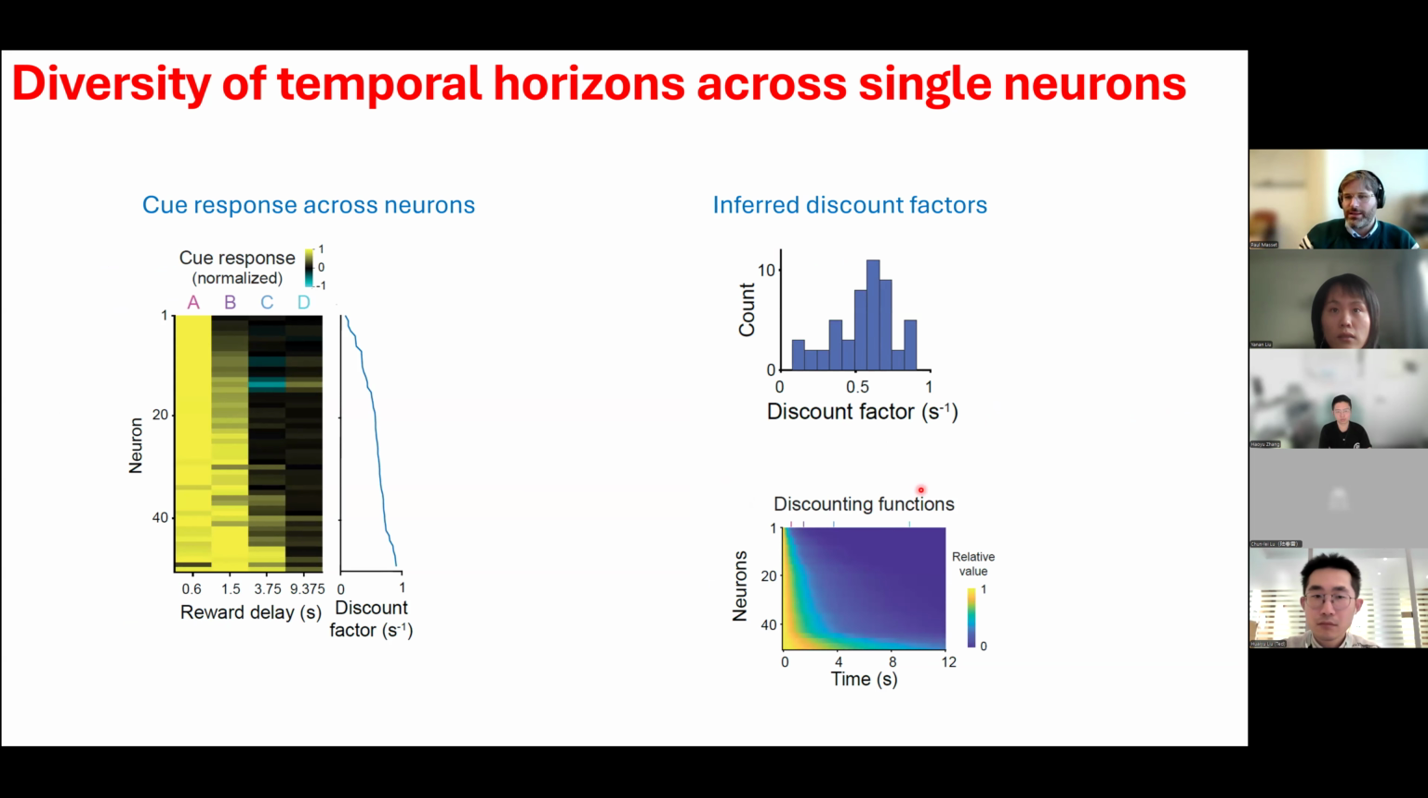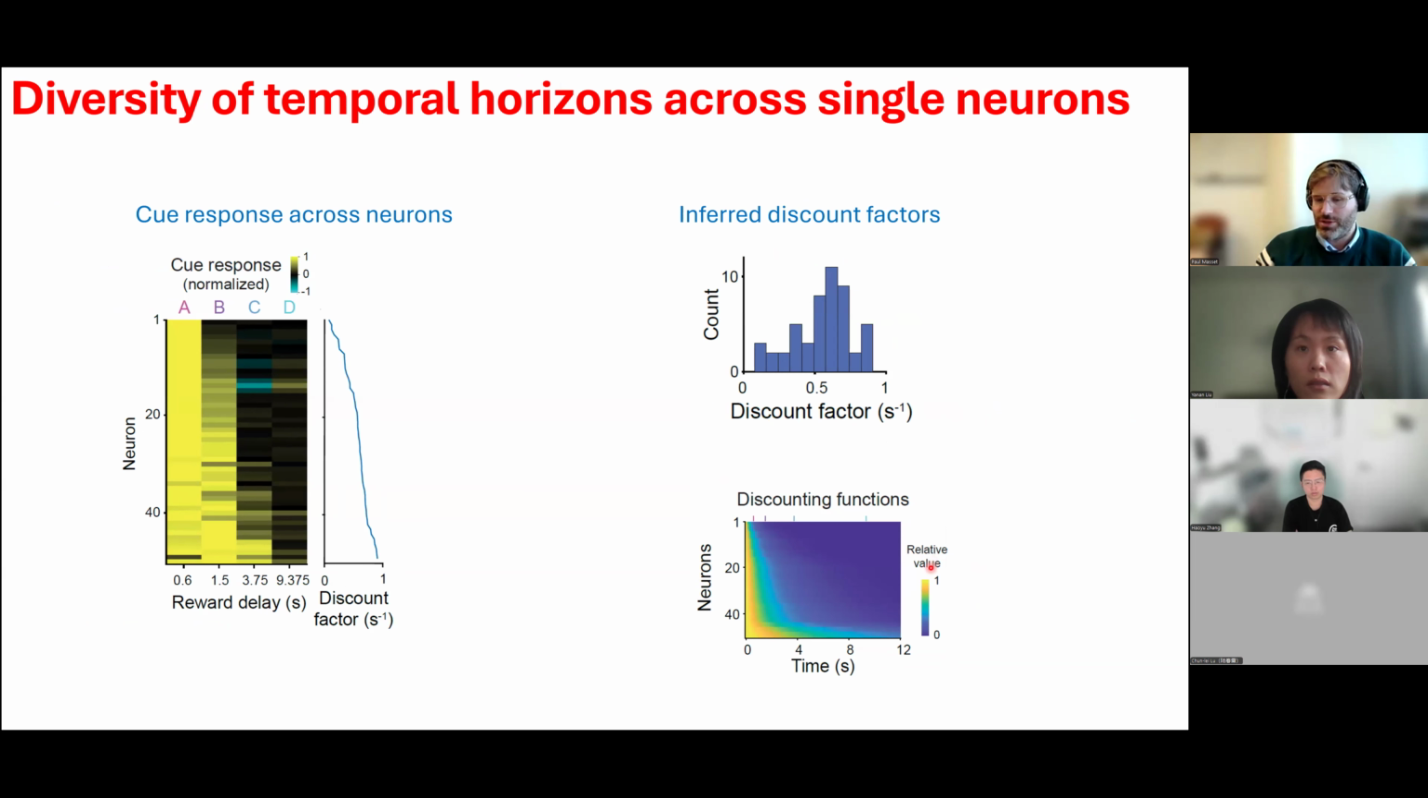And then the other way to look at it is to think about it as a discount function. So basically for each neuron, we compute the discount factor. And so now we can compute what is this exponential that corresponds to that neuron, which tells you sort of how far into the future each neuron cares about things, right? These neurons here with a low discount factor only care about stuff that's happening right now. And these neurons here with a higher discount factor care about stuff much more into the future, right? And so we can basically see what is the profile of temporal horizons across neurons.